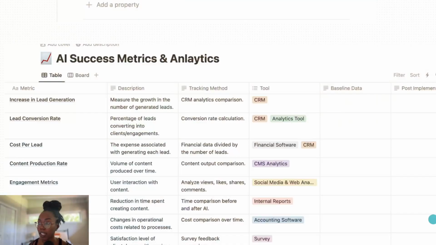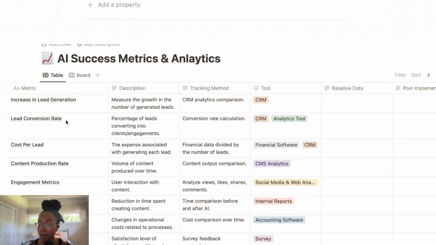So once you've done this AI assessment and you've understood which parts of your business would benefit the most from implementing AI, the next thing you want to do is understand what kind of metrics you should be tracking so that you know that your implementation strategy, based on your assessment, has provided you with some value from the very beginning. So here we have the AI success metrics and analytics.